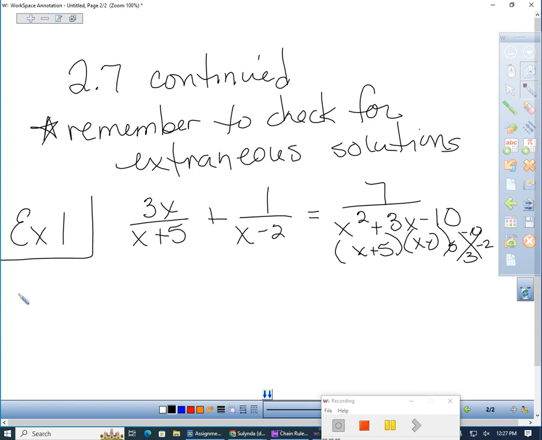Okay, so first of all, state our restrictions. X cannot equal what two numbers? Good, negative 5 and 2.